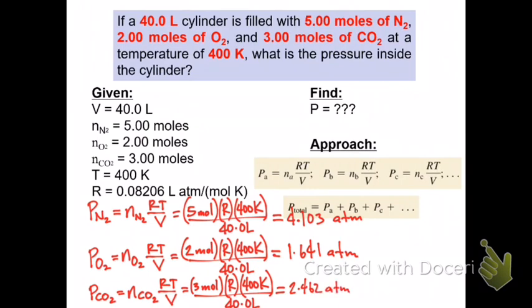All right, so these are the individual partial pressures of the gases. And then to get the total, we just add them all up. So P total equals 8.21. I'm just going to round this to 8.21 atmospheres.